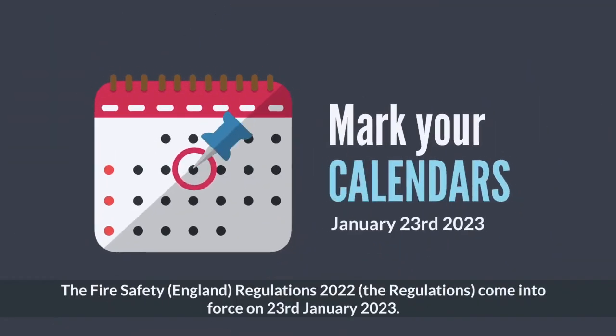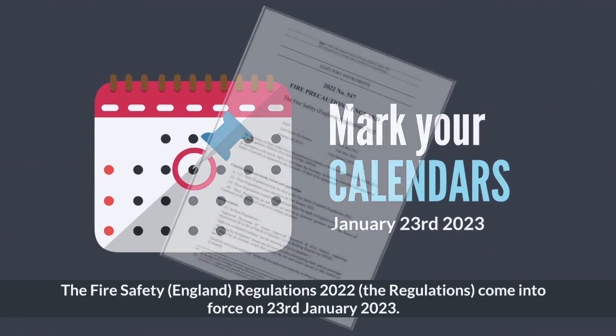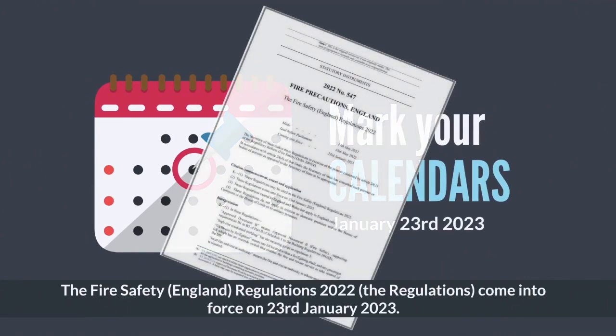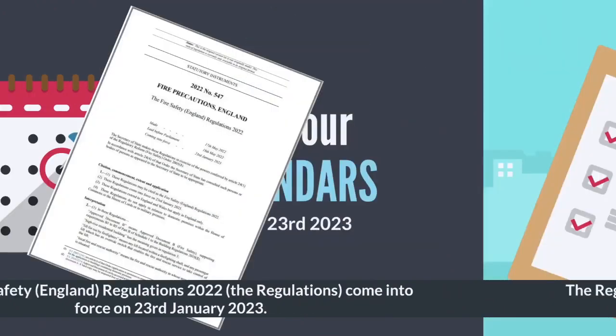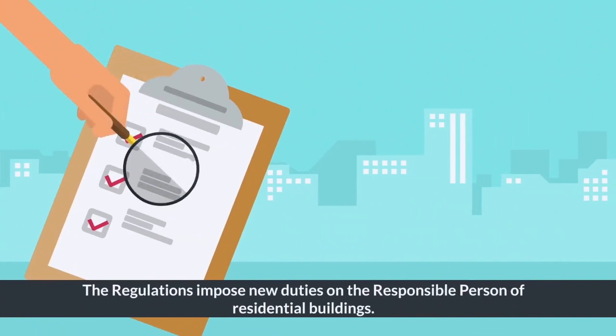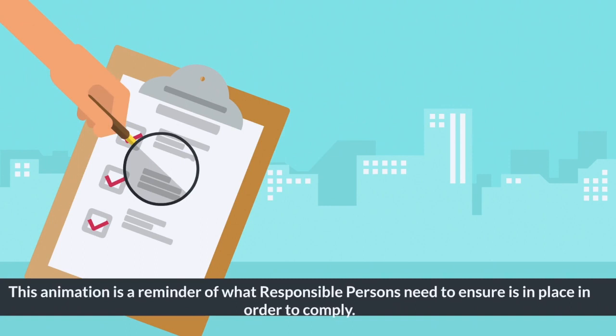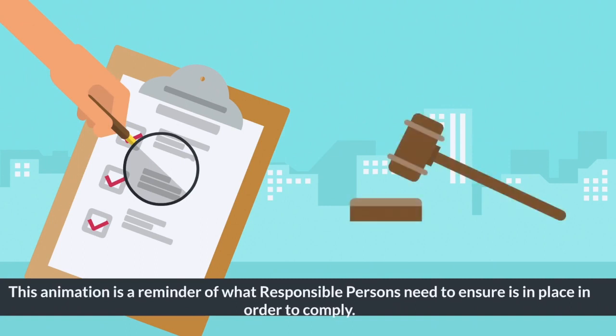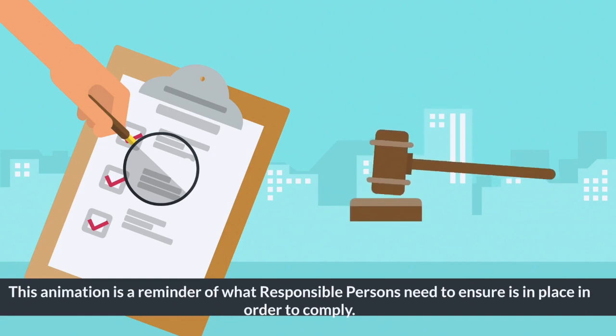The Fire Safety England Regulations 2022 come into force on the 23rd of January 2023. The regulations impose new duties on the responsible person of residential buildings. This animation is a reminder of what responsible persons need to ensure is in place in order to comply.